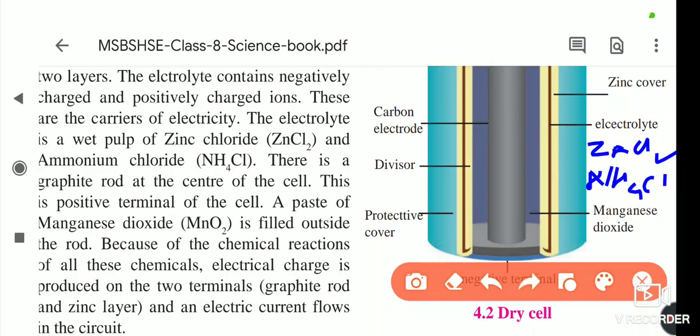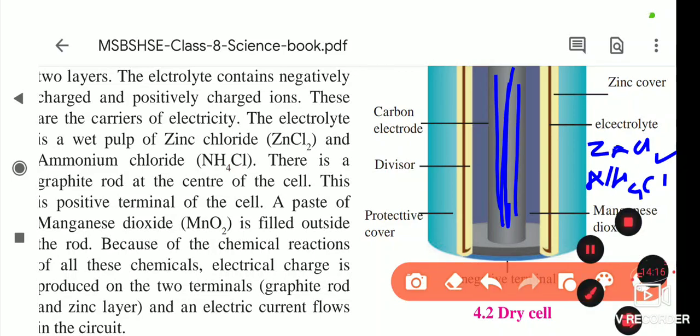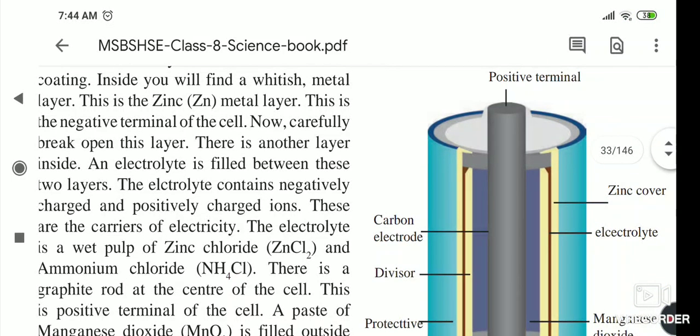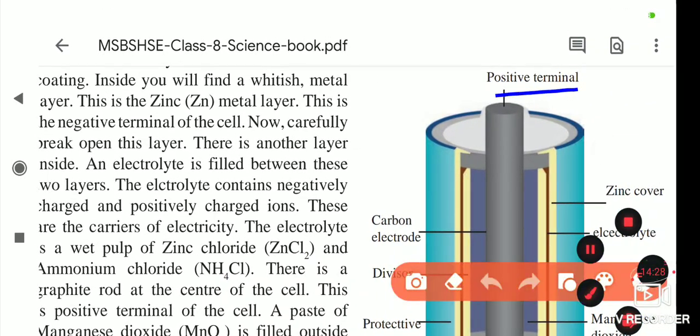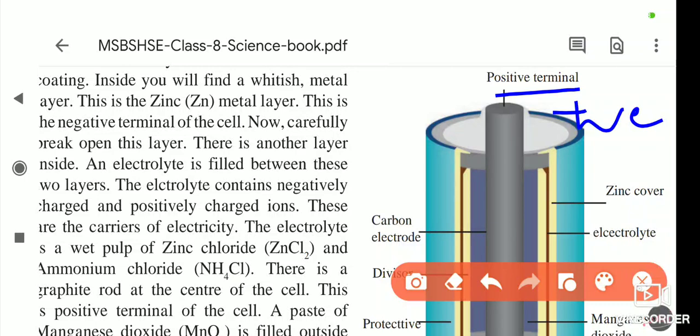Now, next, there is a graphite rod in the center. This is the graphite rod, present in the center. What they told you is that this is the positive terminal of the cell. If you see here upside, this is the positive terminal as shown here above.